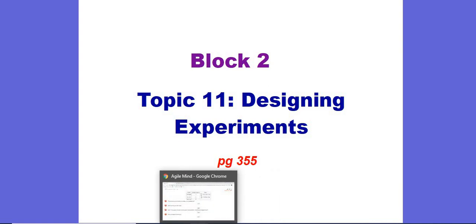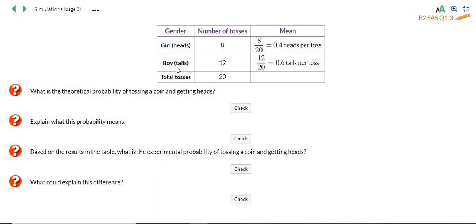So, the first thing we're going to look at is that table on page 355. And so we have genders, and obviously we're using a coin. Heads is going to represent girls, tails is representing boys, and they flipped it 20 times. 8 of them landed on heads and 12 on tails, and they found the mean or the average of those.